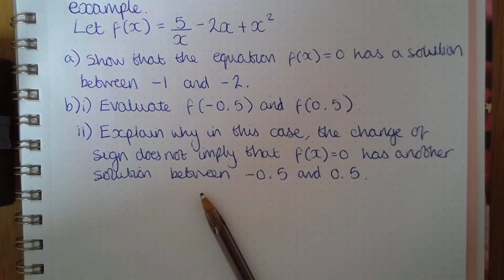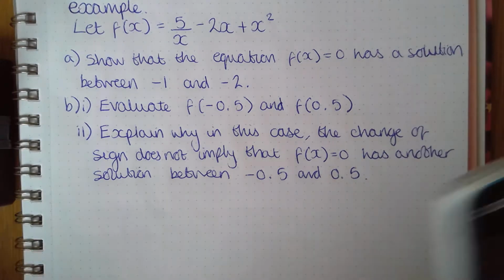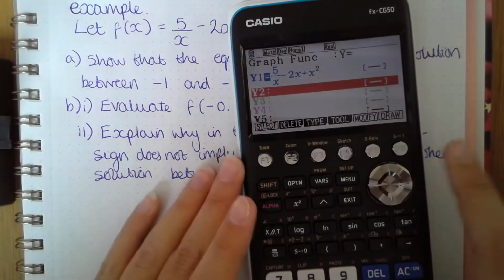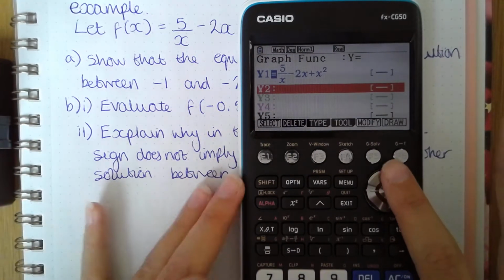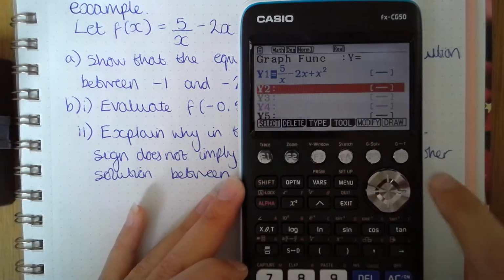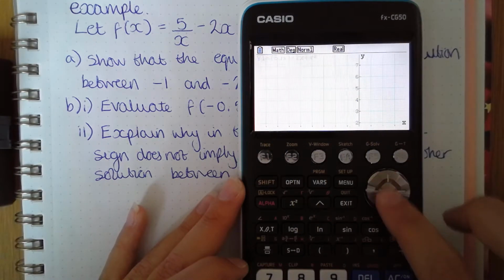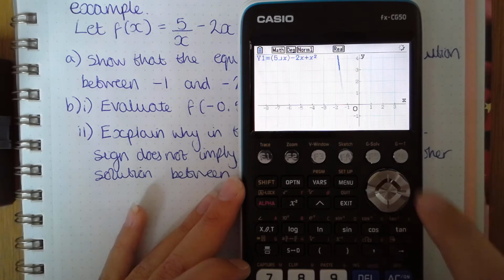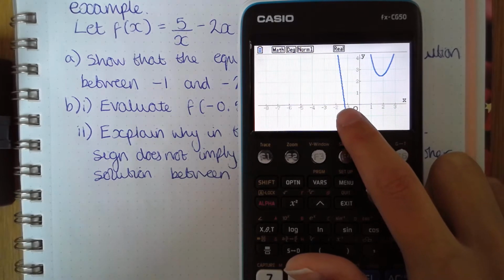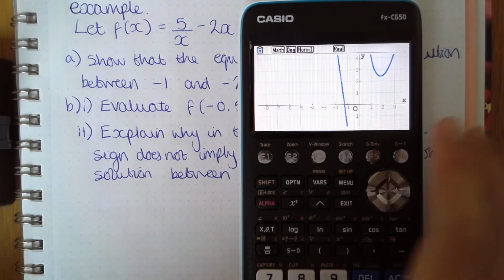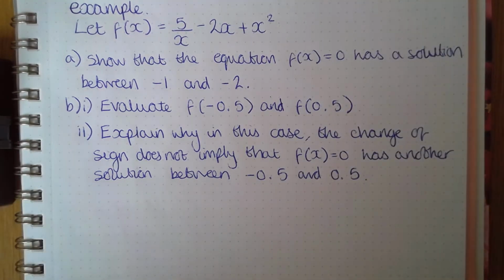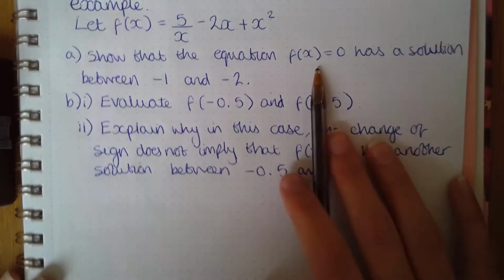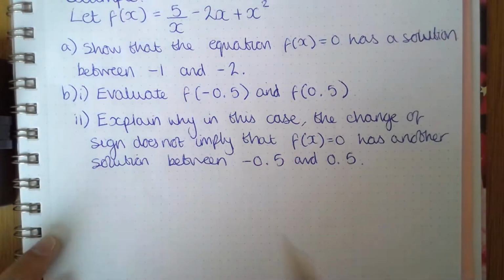So I'm going to, first of all, so that I know what it looks like, use my graphical calculator. So I've already typed it in. Click draw. So I can move it down, and I can see that there is a solution between -1 and -2. Okay, so show that the equation has a solution between -1 and -2.